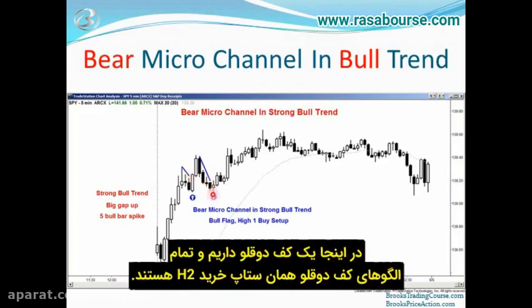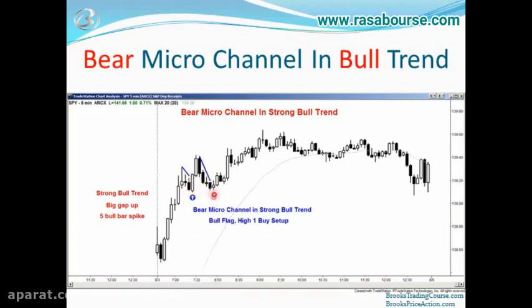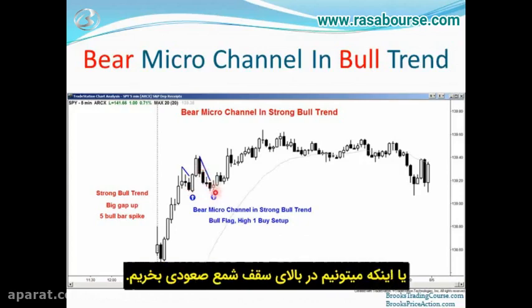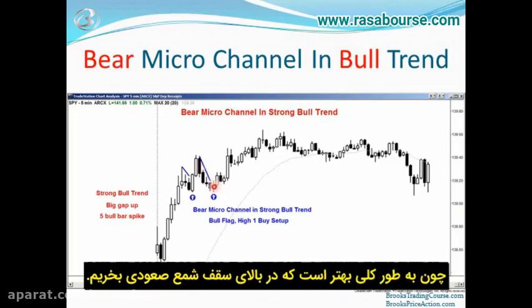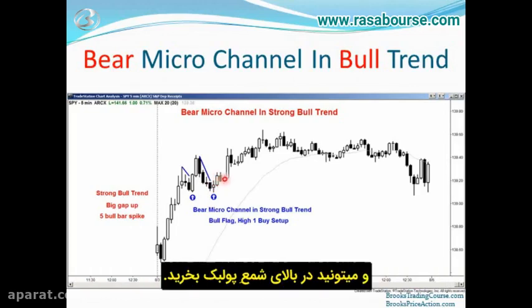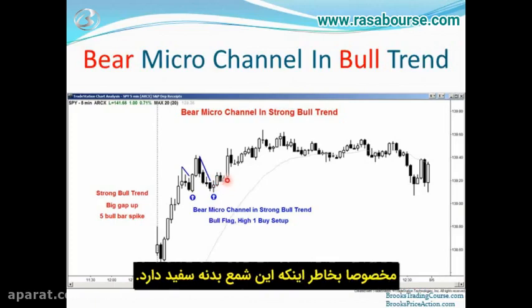However, here's a double bottom. All double bottoms are high 2 buy setups, so this is also a high 2. You can buy above the high of the prior bar based on the bear microchannel. You can buy above the high of the bull bar because in general it's better to buy above bull bars. Or you can wait for this breakout and then we have a pullback and you can buy above the high of the pullback bar, especially since it has a bull body.